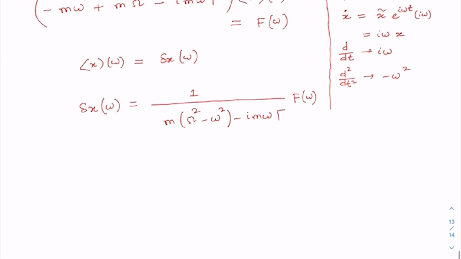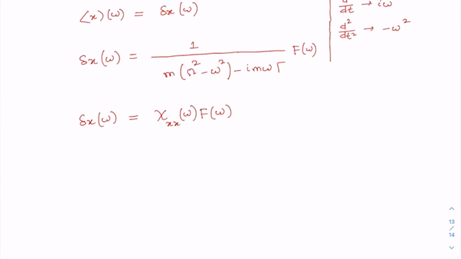Now you recall that this is the response of the harmonic oscillator and it is directly proportional to the external force that is applied, and this proportionality constant, as you know, is given by the so-called susceptibility of the mechanical oscillator. So we can easily read out the expression for the susceptibility for this classical damped harmonic oscillator, and that is equal to 1 divided by m times capital omega square minus omega square minus i m omega gamma.